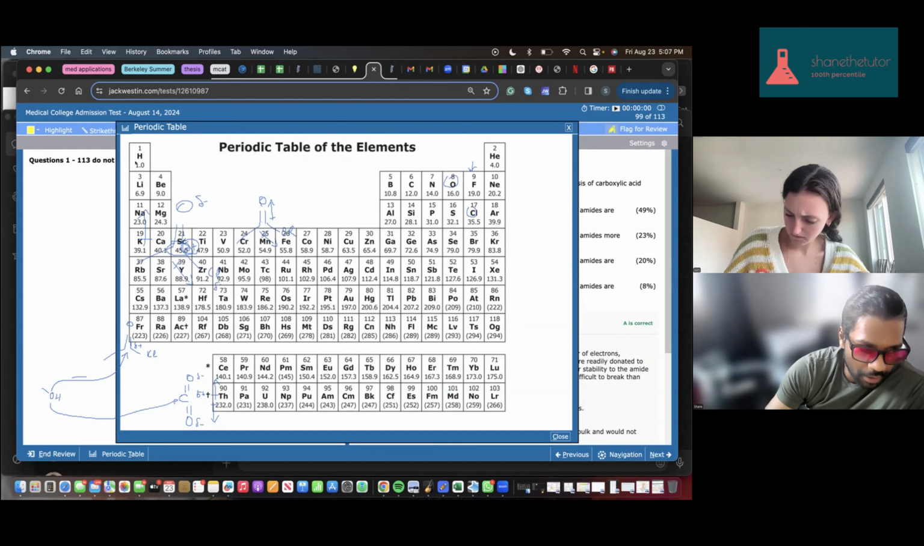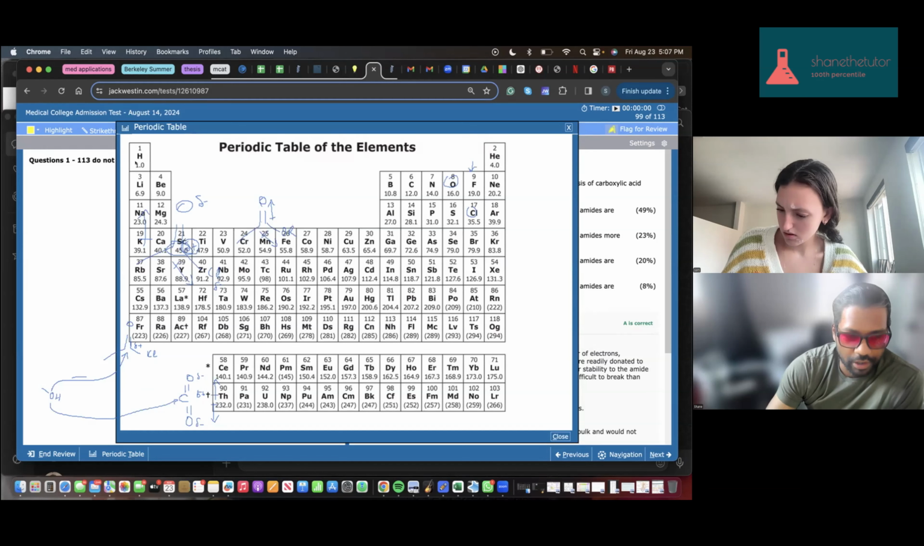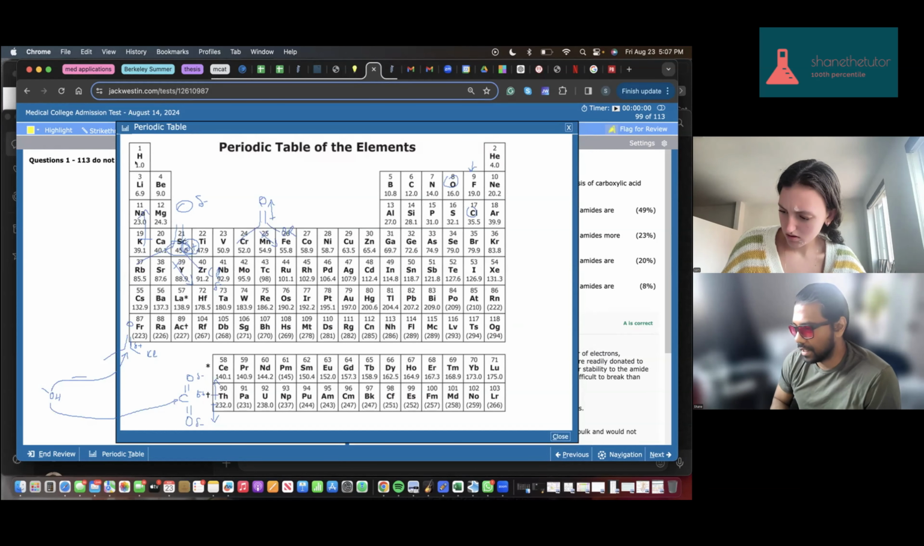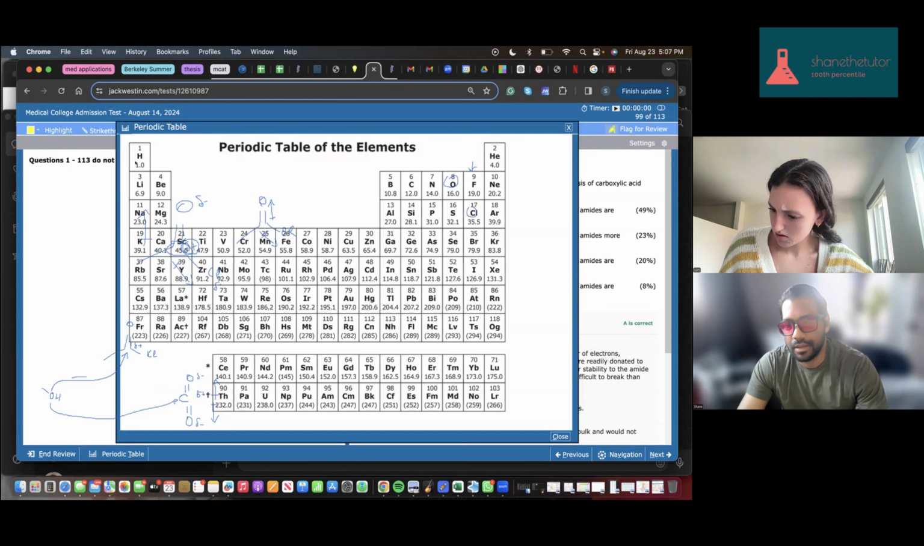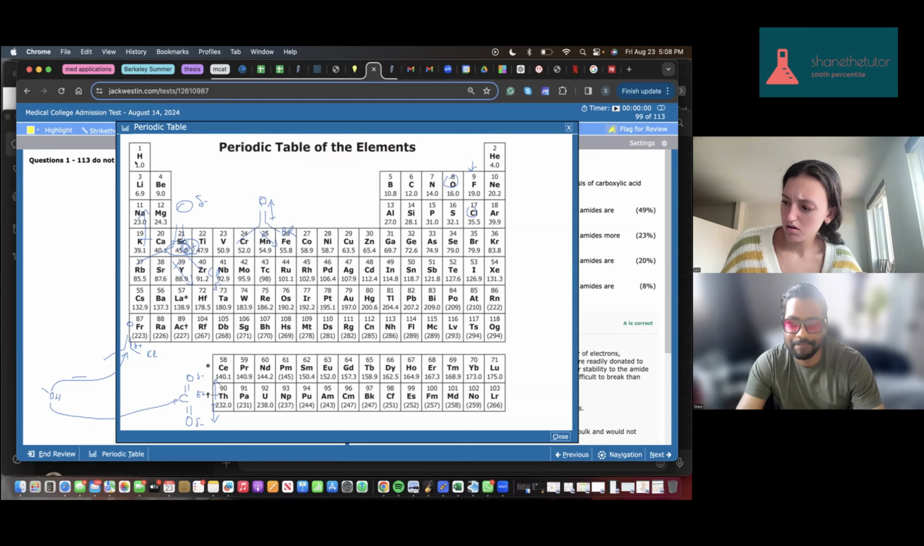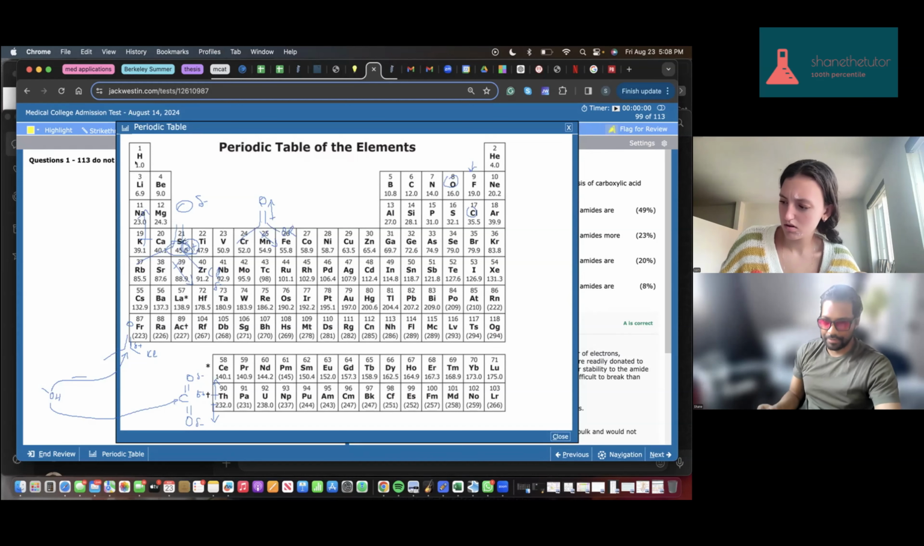But overall, the order in terms of increasing stability would be: acyl chlorides would be the most reactive, followed by anhydrides, followed by esters, and then lastly amides. So that's the order of stability.